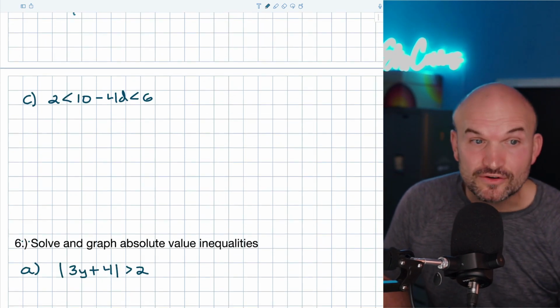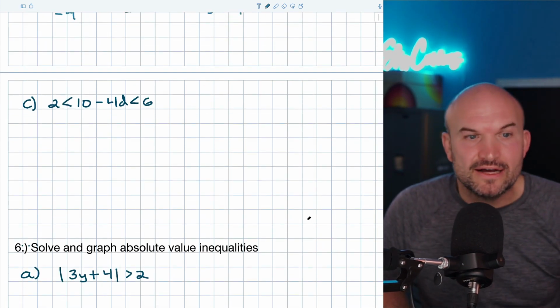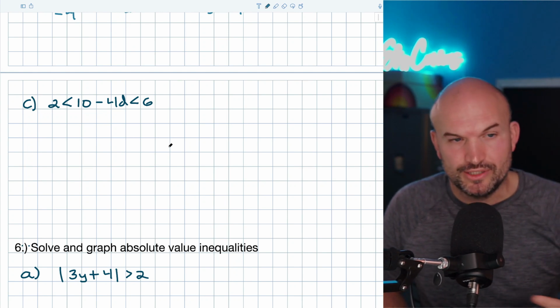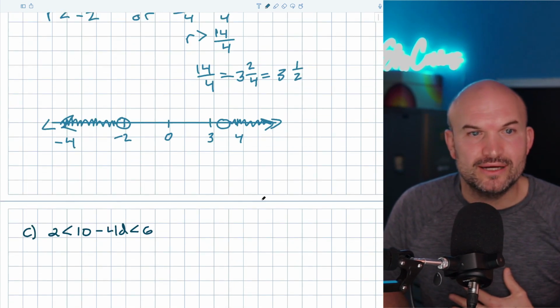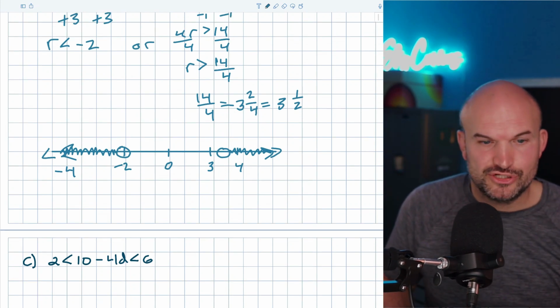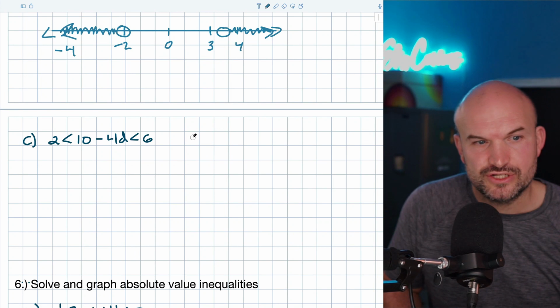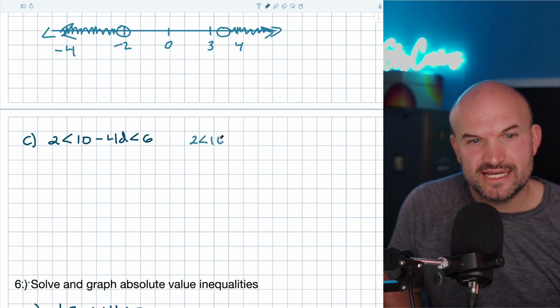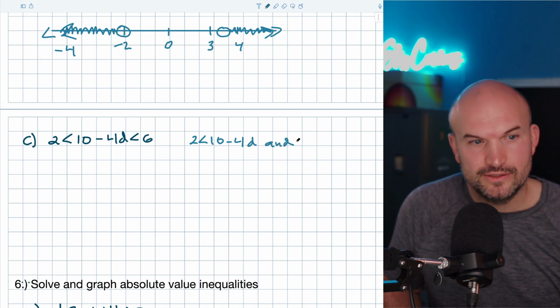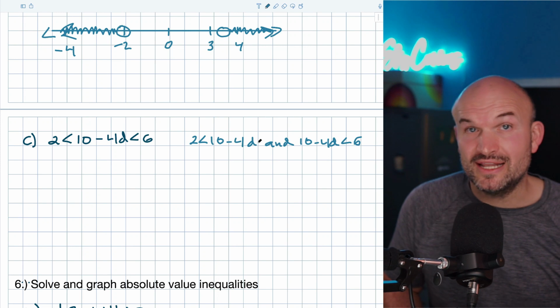All right. Here is another compound inequality. And now this one, you could rewrite them kind of like on this. Now this is what we call an and compound inequality. So you can rewrite them kind of like we did in this last equation by using the word and. So let me show you what that would look like. So you could do this as 2 is less than 10 minus 4d, and 10 minus 4d is less than 6. So you could write it like this.